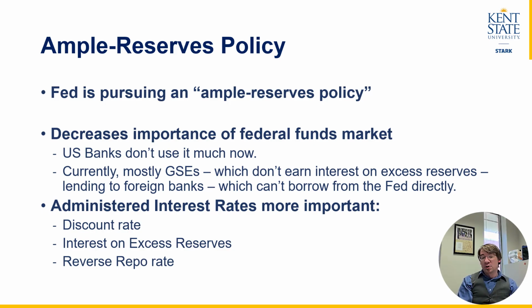However, when we look at what's happening now, where the federal funds market doesn't matter as much, the big interest rates that matter are the interest on excess reserves and the discount rate in particular, and to some degree the reverse repo rate. These are interest rates that are directly determined by the Federal Reserve. These are policy rates that are decided, which means these administered interest rates are way more important than they have been historically.